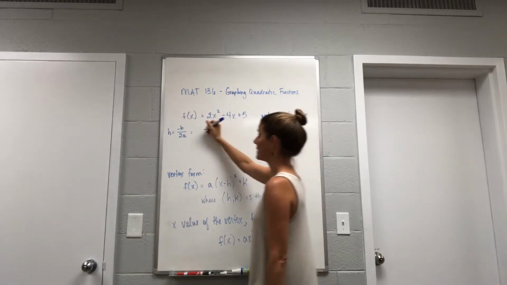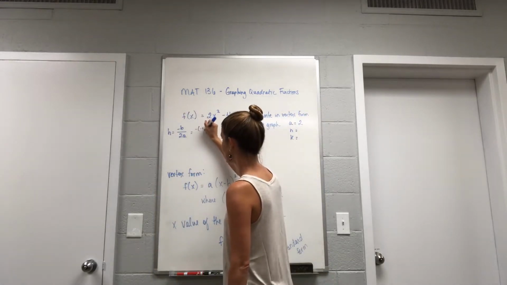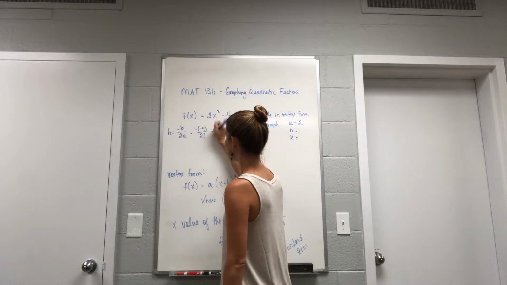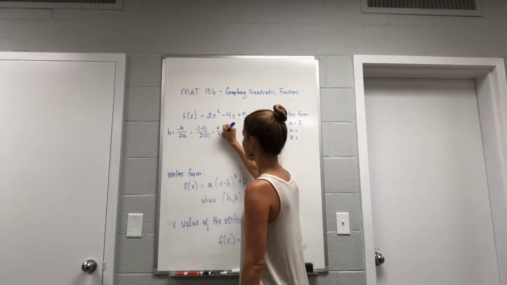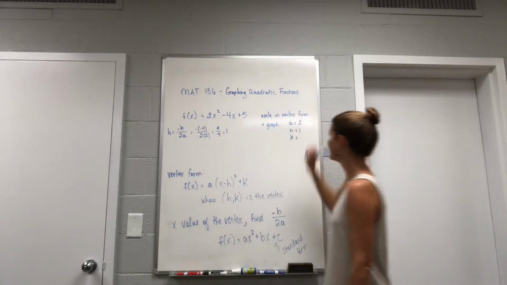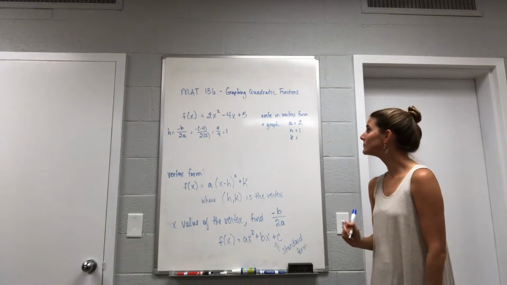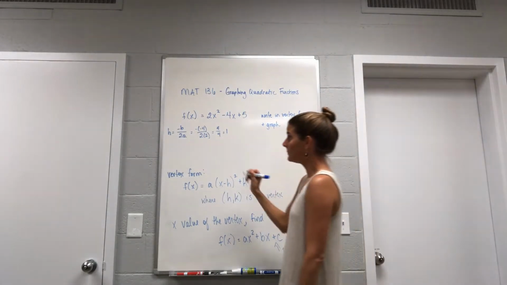-b will be the negative of -4, over 2 times a, which is 2. So this will give me +4 over 4, which is 1. So there's my h.